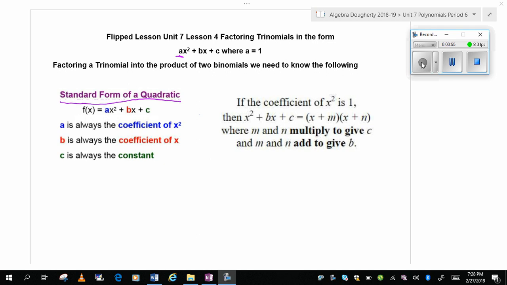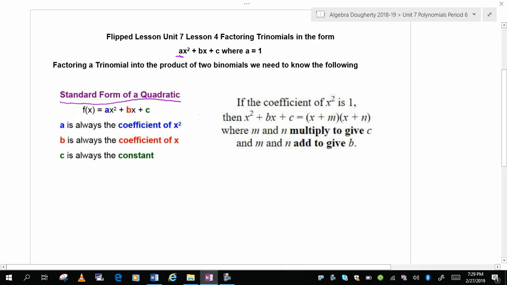The second thing it says here is if the coefficient of x squared is 1, then x squared plus bx plus c equals the quantity x plus m times the quantity x plus n. That means when we multiply m and n, their product has to equal c. The sum of m and n has to equal b.